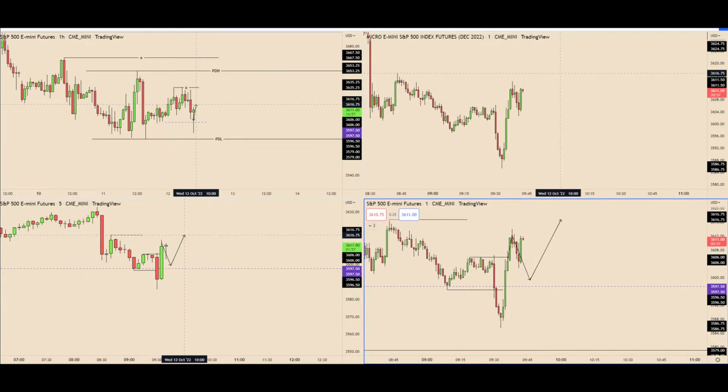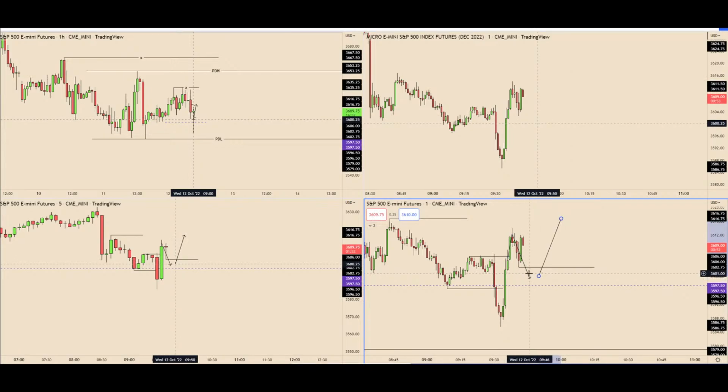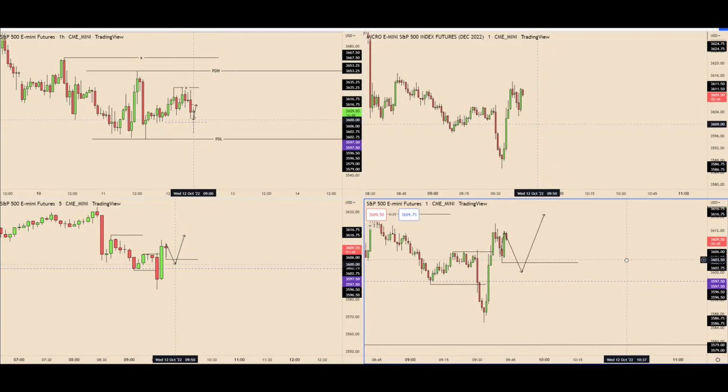So now I still want this low to be ran. Basically that. You can connect TradeAway to TradingView. Yes.